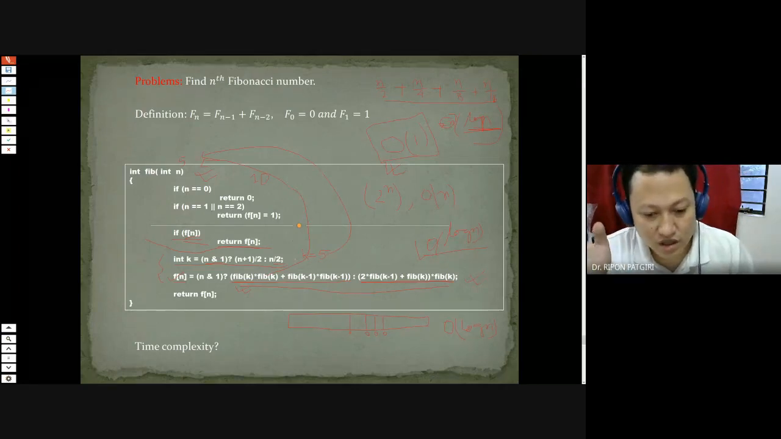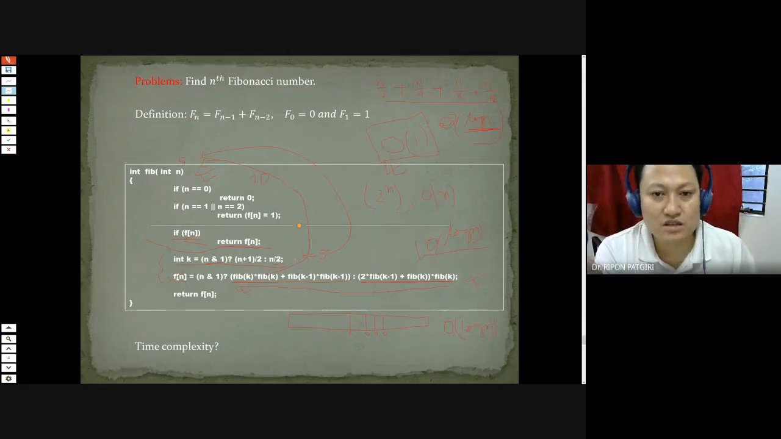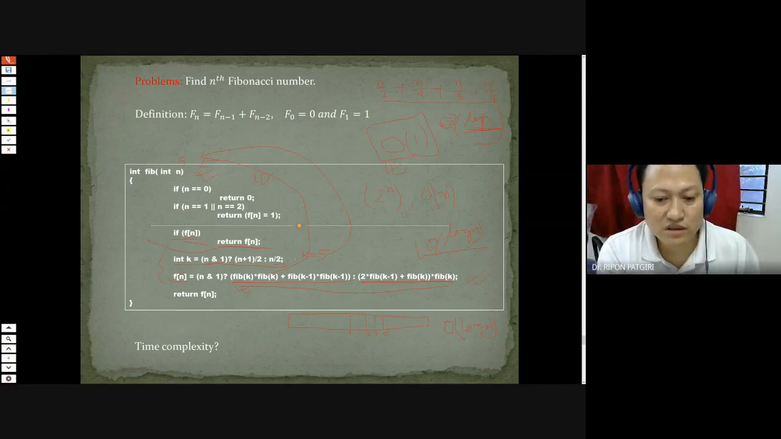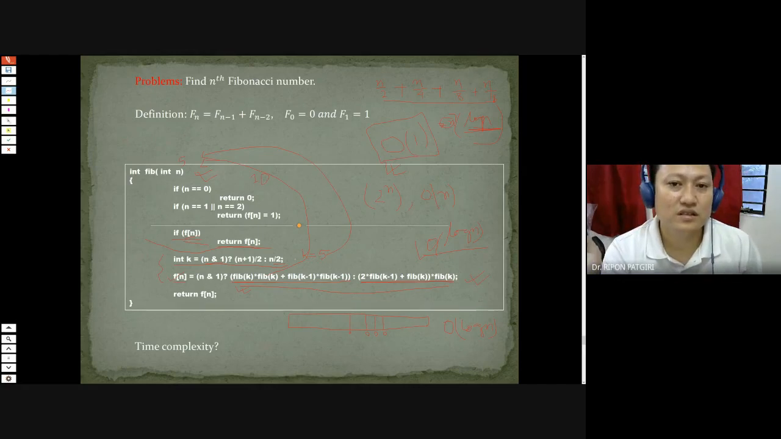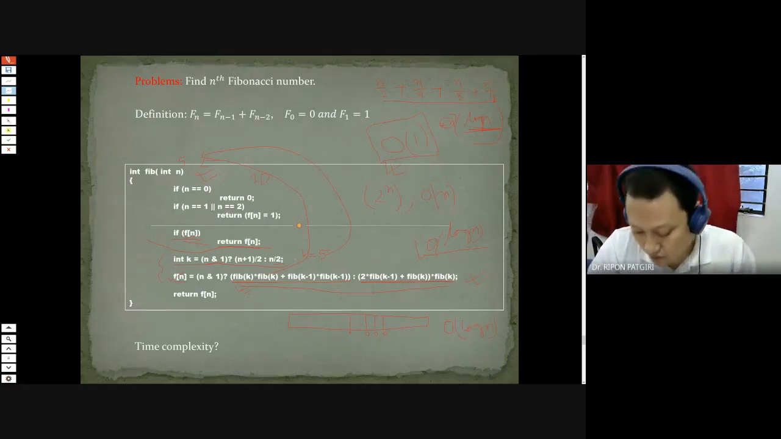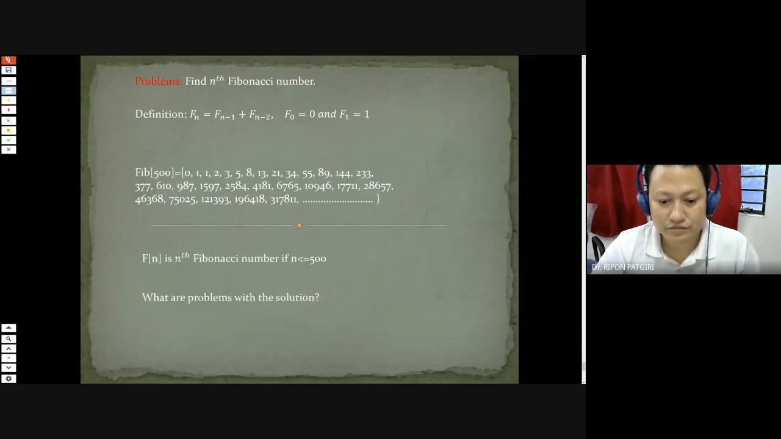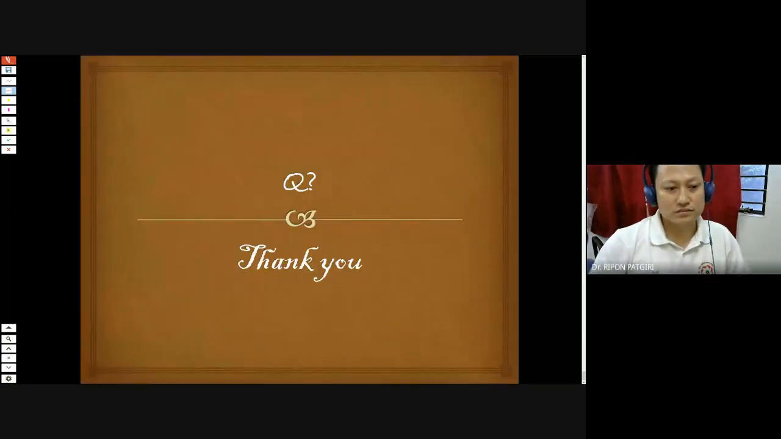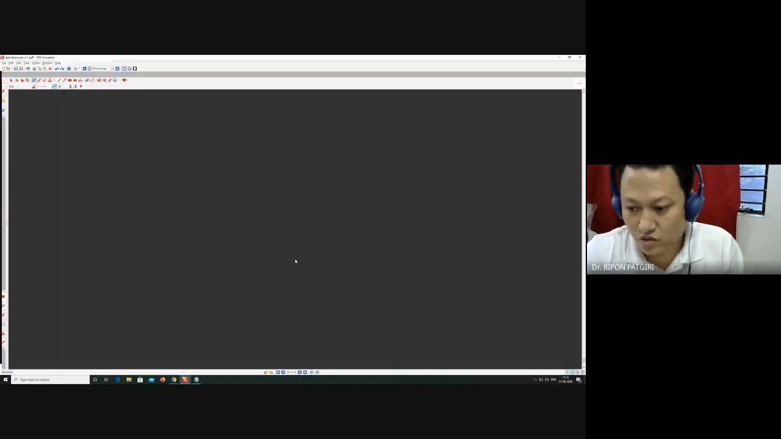Say for example, you have already computed results. Why should you compute the same results again and again? Yes, sir. So this is dynamic programming. If it is already computed and you can refer to that computation and solve the problem, then solve it. Any questions? Any more questions?